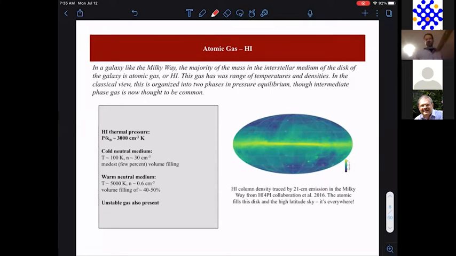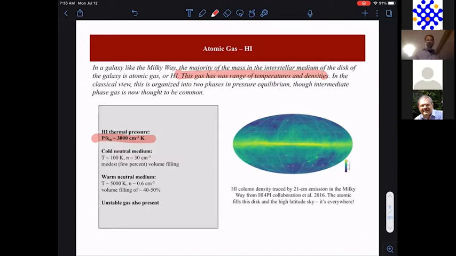In this phase, the hydrogen is neutral, with a proton and electron together. This gas isn't sitting at a particular density and temperature. Instead, it has a wide range of temperatures and densities. And at least in the solar neighborhood, it is often conceived of as having a roughly fixed thermal pressure of 3,000 to 3,500, something like that, P over k, which means that the density and the temperature should multiply to give you about 3,000.